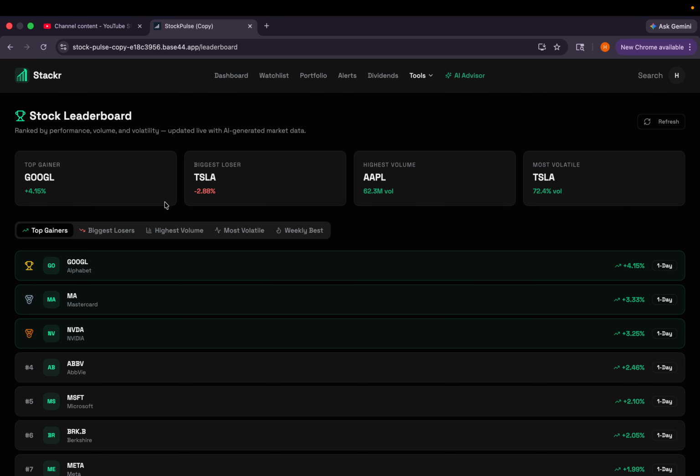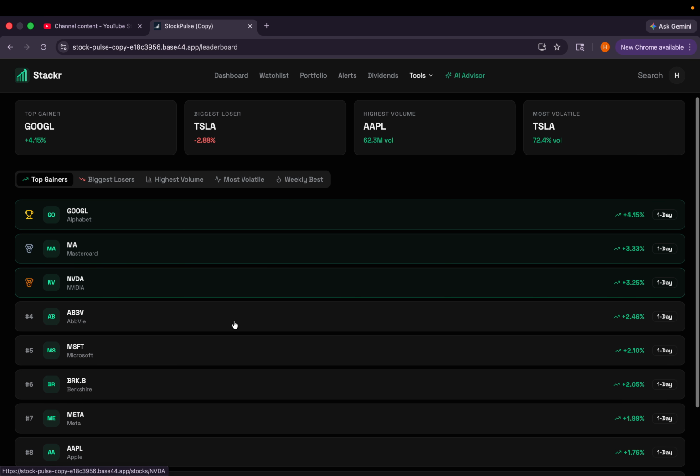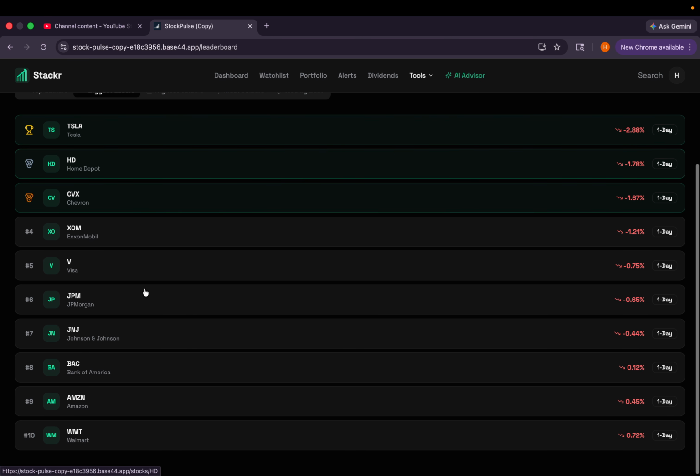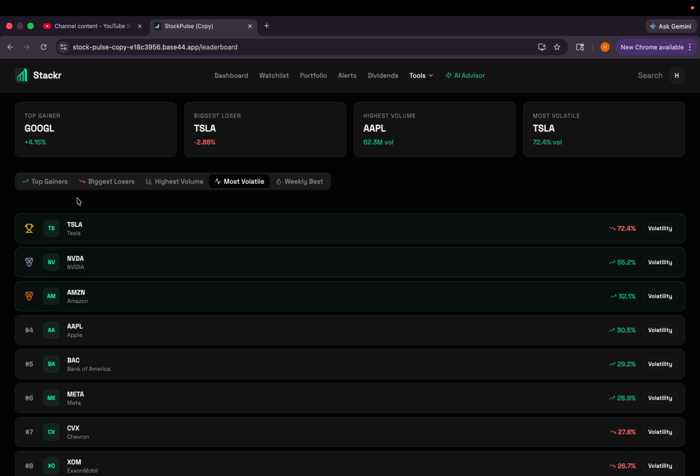So here we can see the top gainer right now is Google. It went up 4.15%, and the biggest loser in this case would be Tesla, which went down negative 2.88%. So we can see all the top gainers, we can see all the ones that are not doing so well, and we can see also the most volatile.